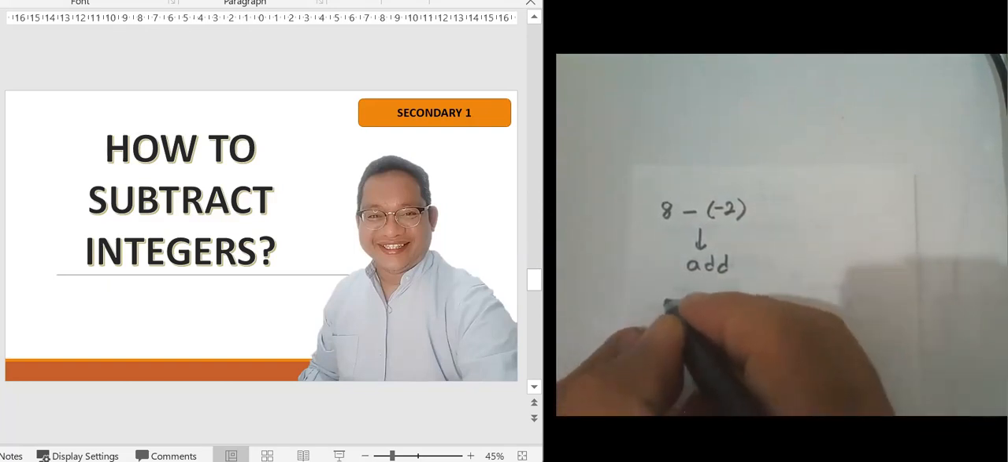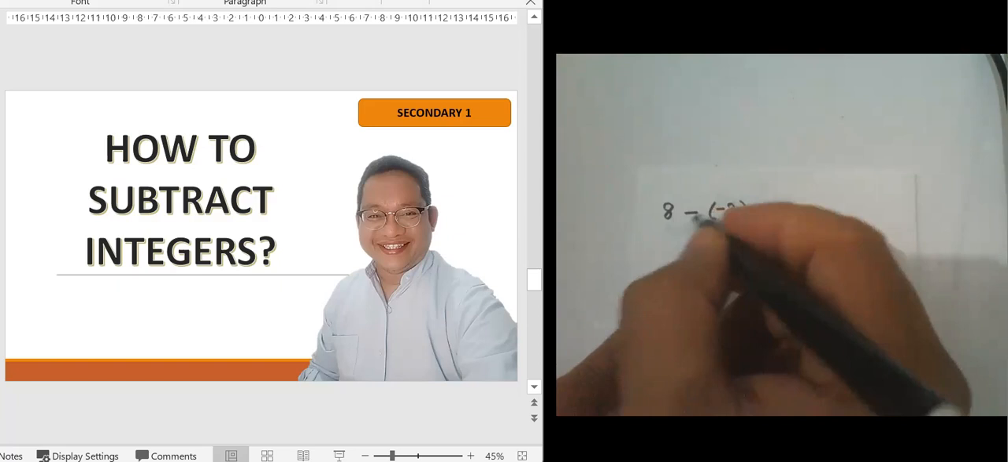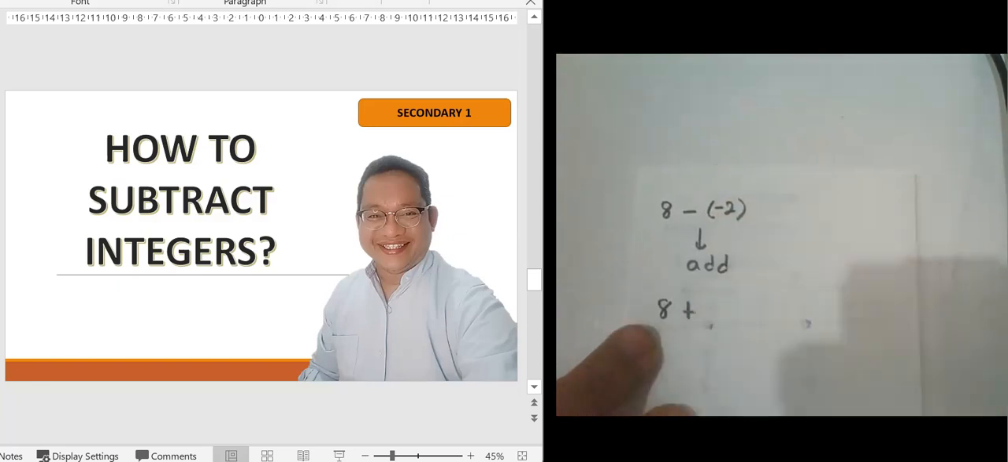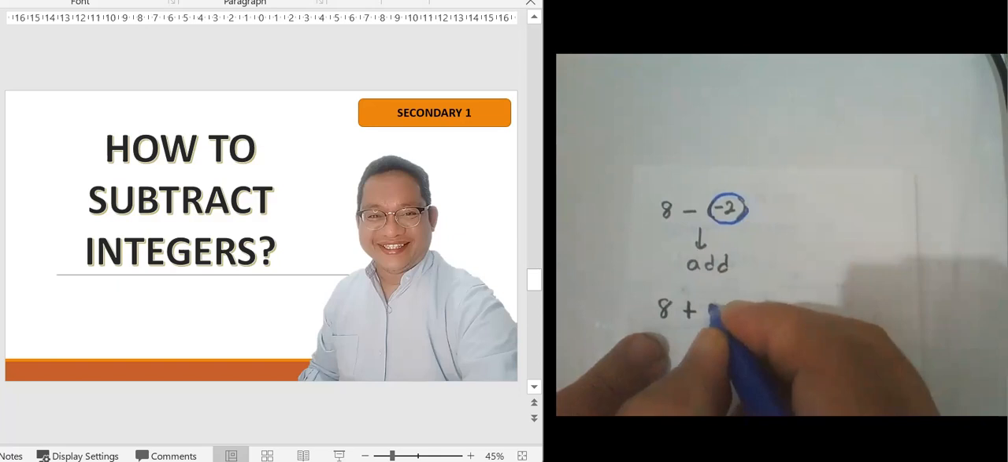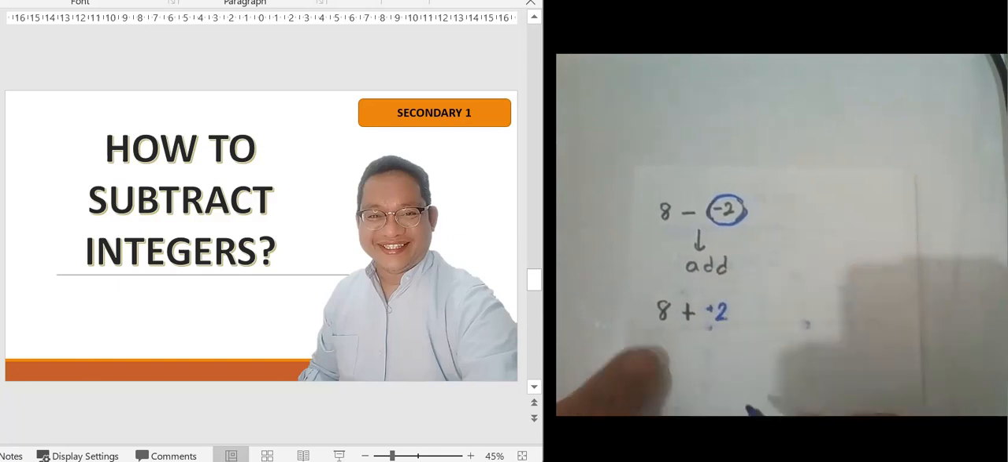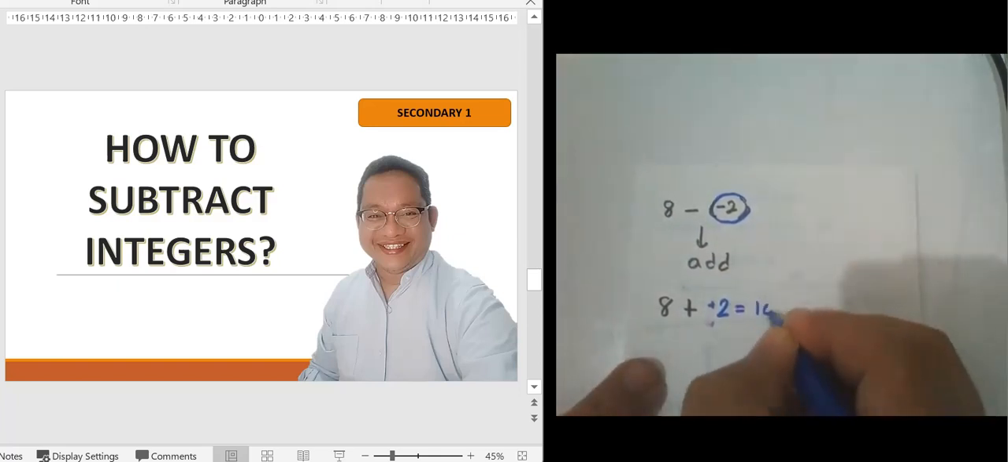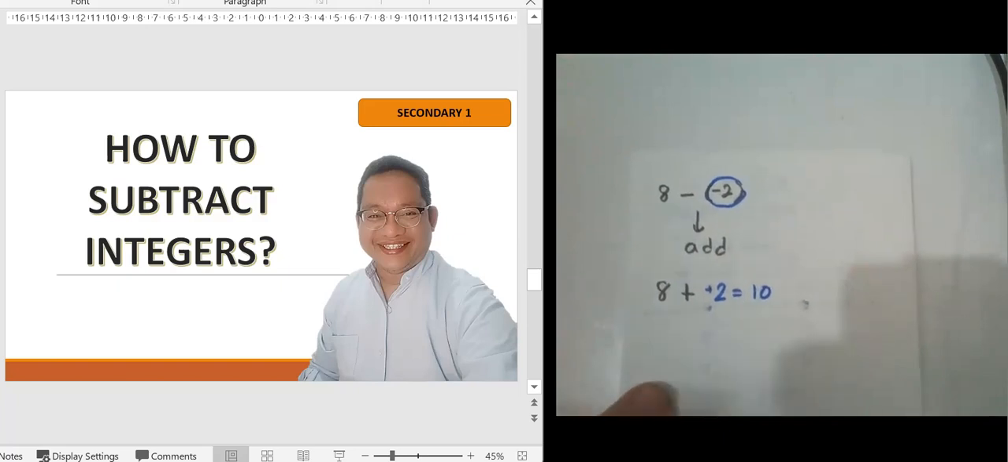So you have there the 8, then this minus, make it plus, and then you take the inverse of the -2. So that -2, just make it +2. All right, then it will give you 10. Okay, as simple as that.